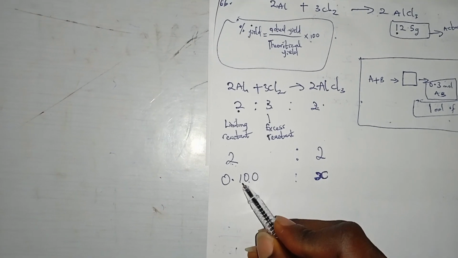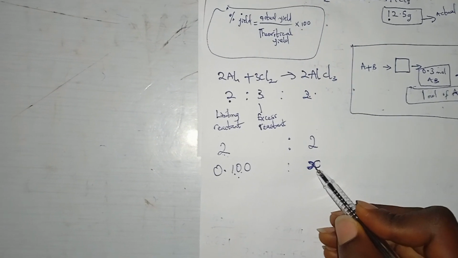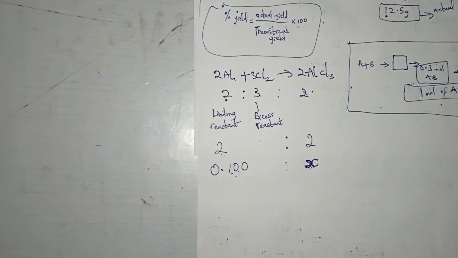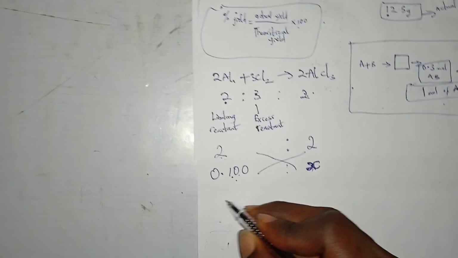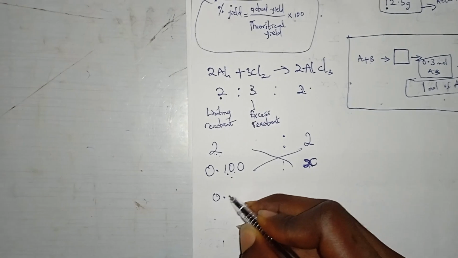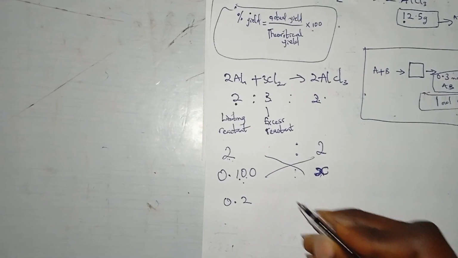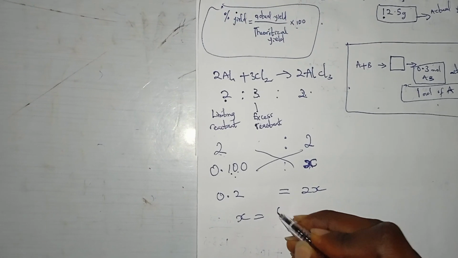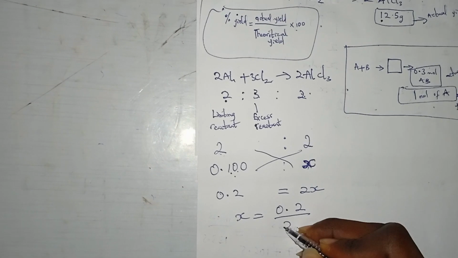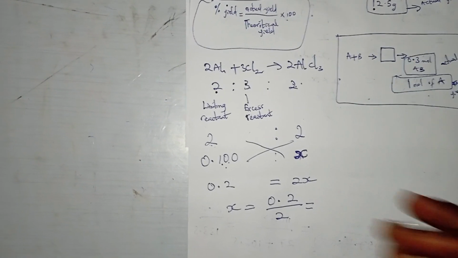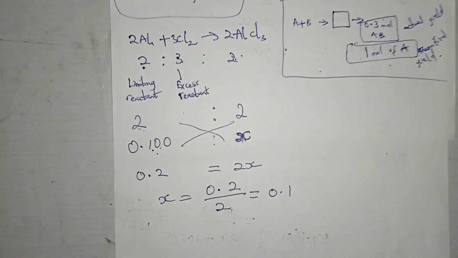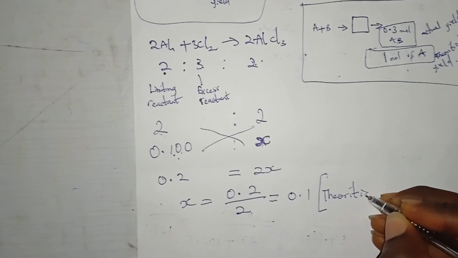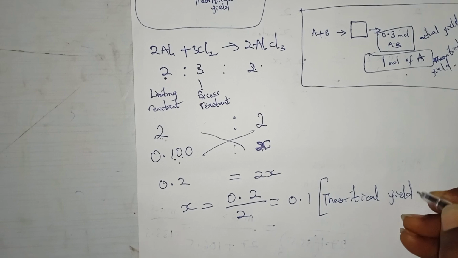So instead of saying this in the question, they said it yielded 12.5 in that question. But when I'm finding theoretical yield, I will call this product part X. So if I compare these two, this will be 0.2, then this will be 2x. So x will be equal to 0.2 divided by 2, which is 0.1. So this calculation is my theoretical yield.